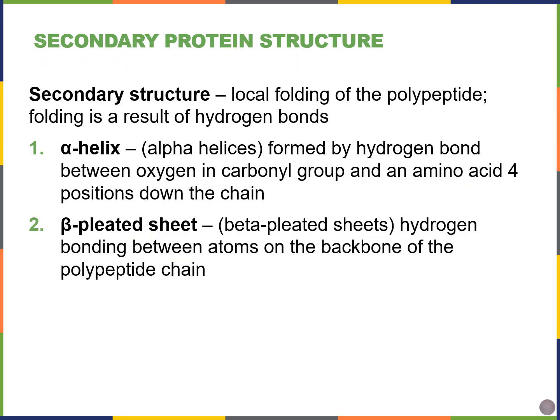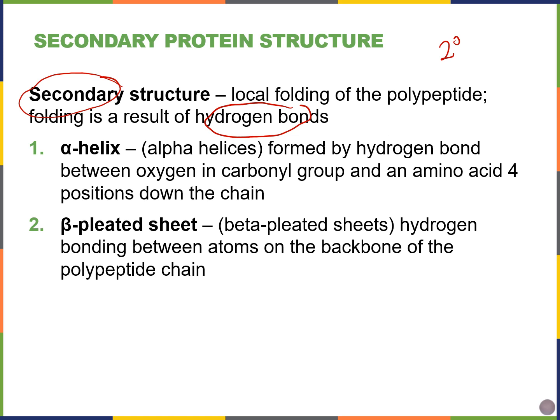So primary structure was the linear sequence of amino acids formed by those peptide bonds. As soon as that's formed, these polypeptides start folding upon themselves a little bit, and that leads or takes us to secondary structure. So secondary structure is due to the formation of hydrogen bonds on the backbone of the polypeptide chain. So we have 2 types of secondary structures that you'll see in these polypeptides.